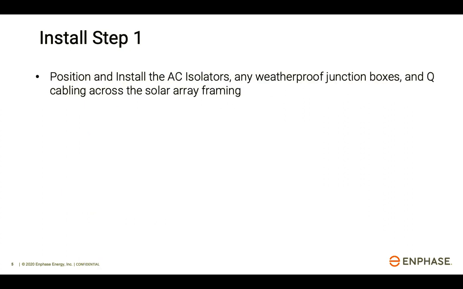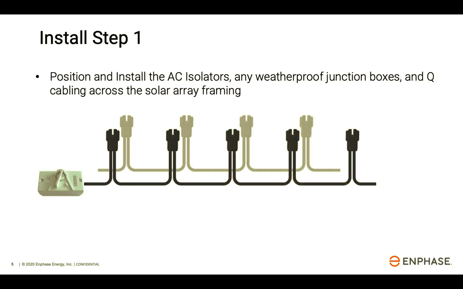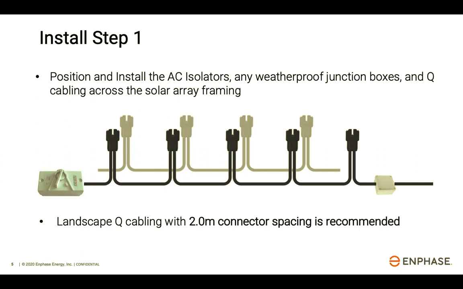Installation Step 1. Position and install the AC isolators and Q cabling across the solar array framing. If required, add any weatherproof junction boxes to extend AC wiring across to another array. Also note that for AC module installations, it is recommended to use the landscape Q cabling that has a minimum 2 meter connector spacing. This is to ensure that you have enough cable length when managing and supporting the Q cabling underneath each solar module.